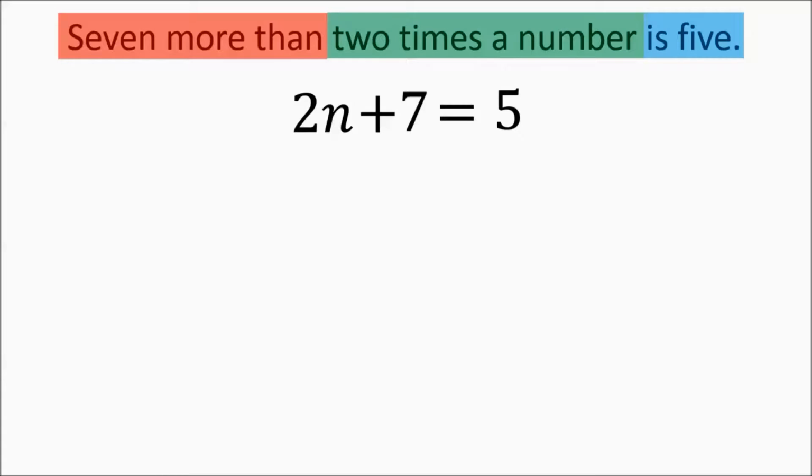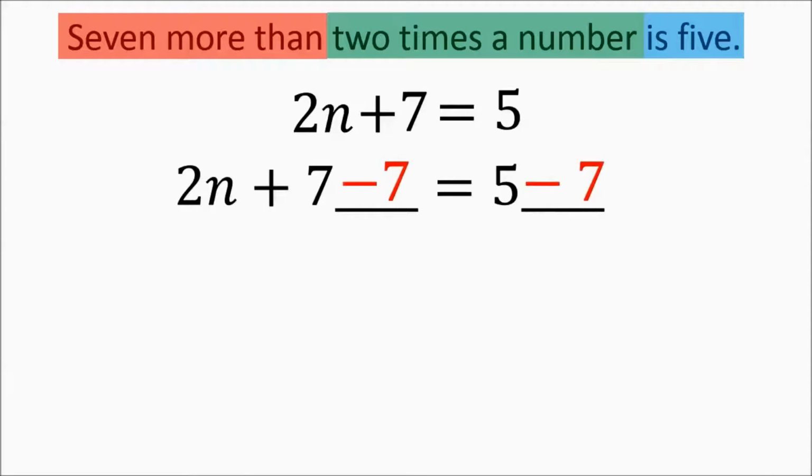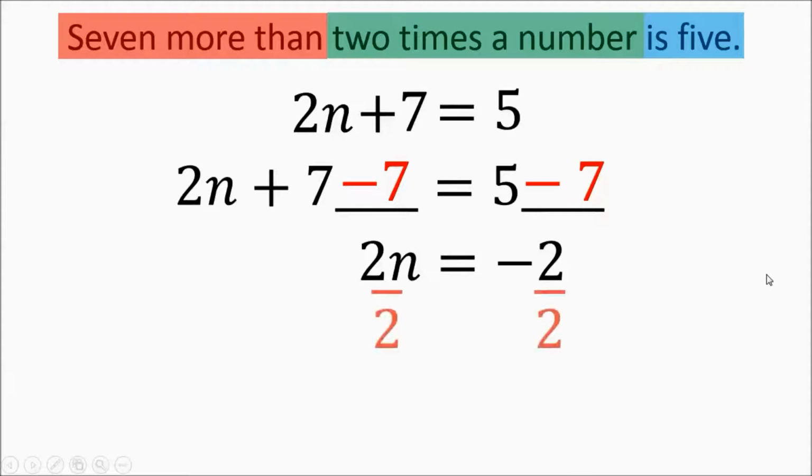Is means equals. And then from there we're going to solve for n by subtracting 7, then dividing by 2. Subtract 7, you've got to remember your integer rules. 5 minus 7 gives you negative 2. And then divide both sides by 2, you get negative 1. So n equals negative 1. If you plug it back in there, 2 times negative 1 is negative 2. Negative 2 plus 7 does put you at 5.